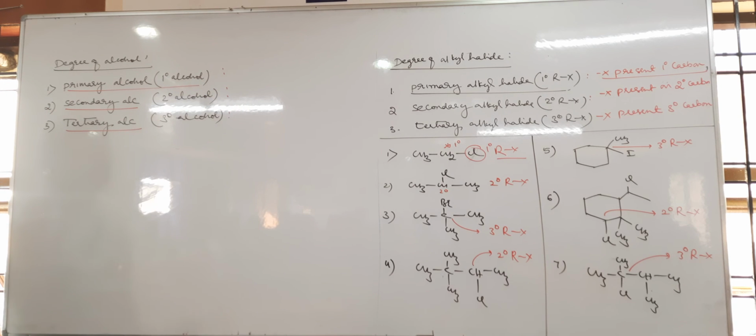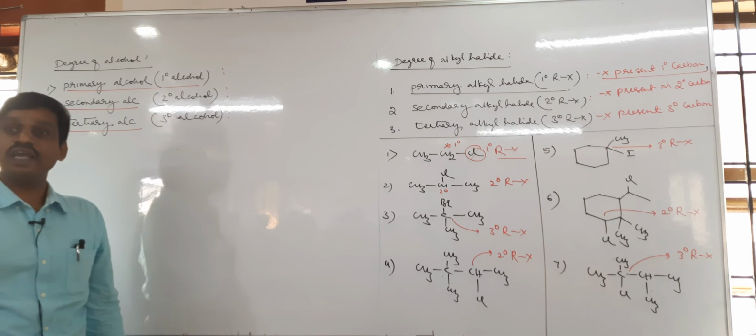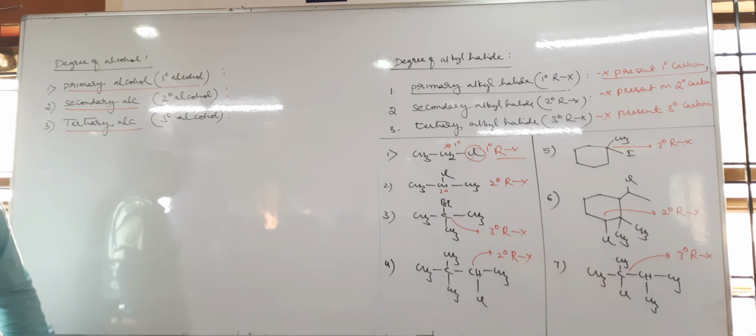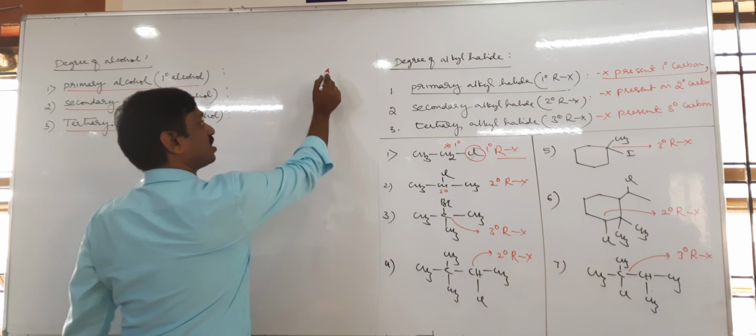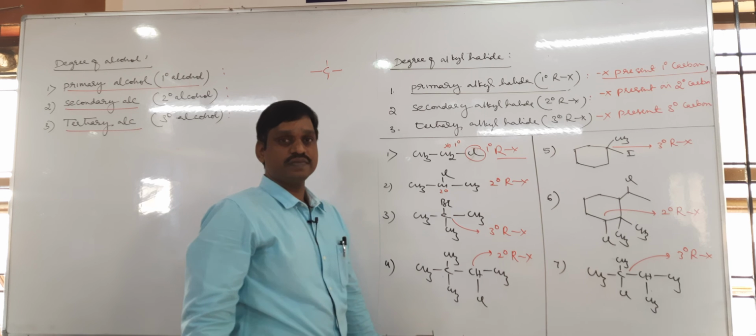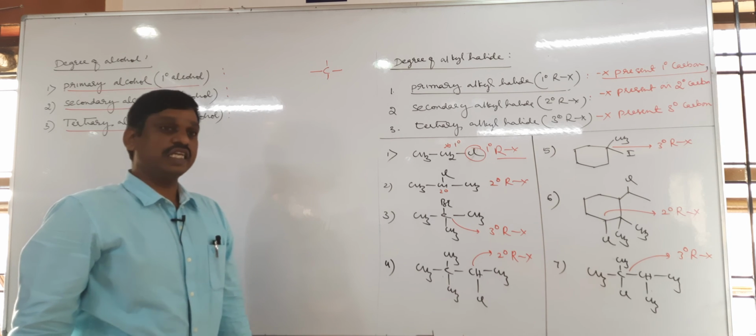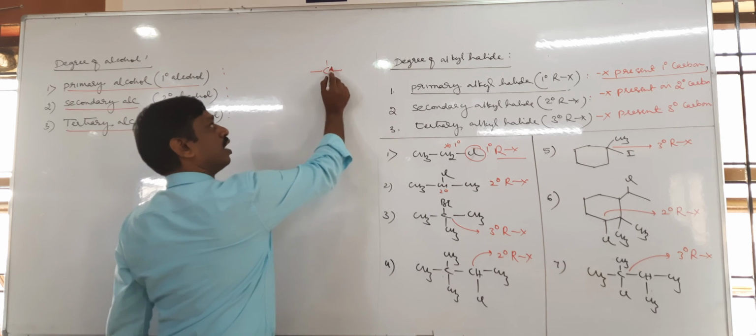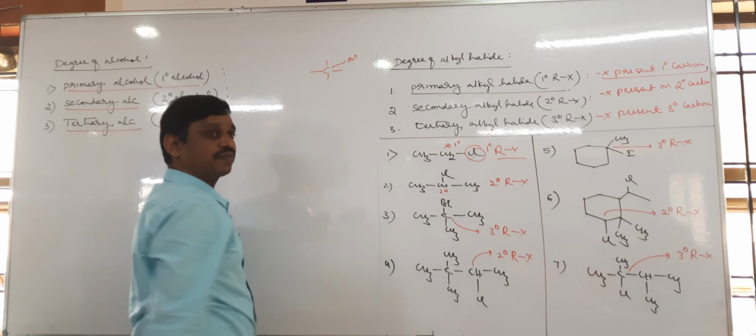Right. Yeah, that's the answer. A quaternary carbon is there, a quaternary alcohol is not there, because the quaternary carbon's valency is already satisfied. On a quaternary carbon there are 4 bonds, right? Its valency is already satisfied. Therefore you cannot have another OH bond here.